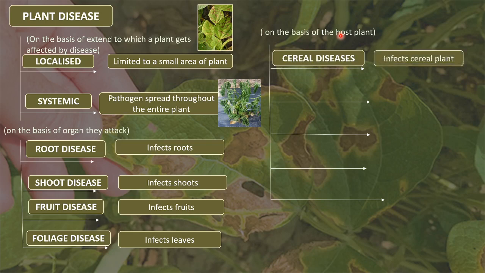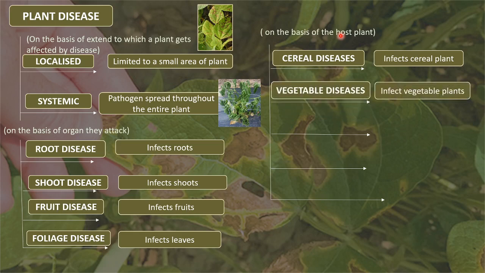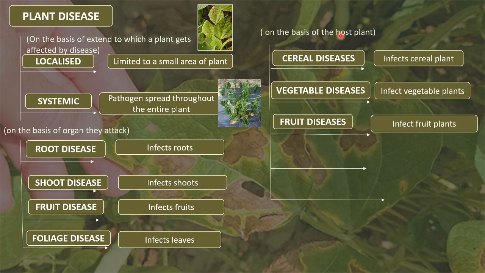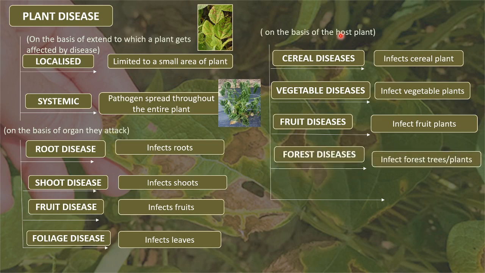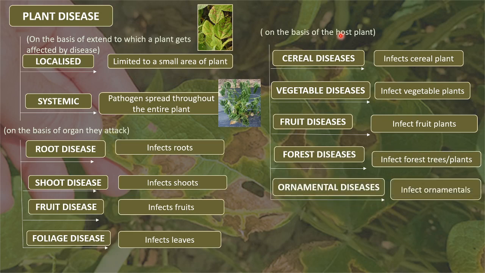So this leads to infection of cereal plants. Vegetable diseases, where the pathogen infects vegetable plants. Fruit diseases, where the pathogen infects fruit plants. Forest diseases, where the pathogen infects forest trees or forest plants. Ornamental diseases, where the pathogen infects ornamental plants, right? So again, this is also a very simple bifurcation.